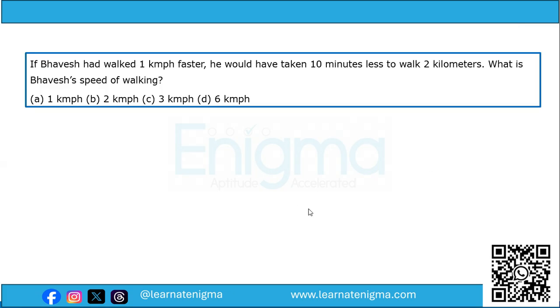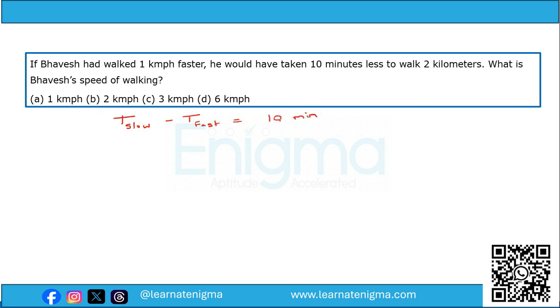If Bhavesh had walked 1 kilometer per hour faster, he would have taken 10 minutes less to walk 2 kilometers. What is Bhavesh's speed of walking? Now, we can have a very simple equation here, that is time when he was walking slow minus time when he was walking 1 kilometer faster is equal to 10 minutes.